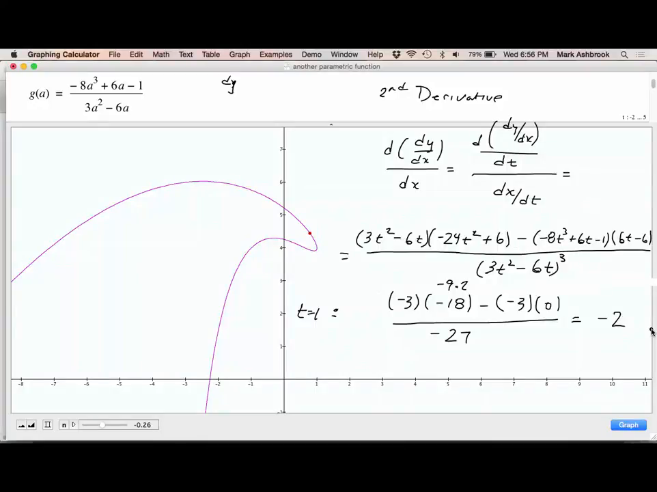Okay. So what is this? This is the rate at which the rate of change is changing with respect to x. So that's the second derivative. Or for a change in x, how much does the rate of change change? So for a small change in x, your rate of change is going to change by negative 2 times whatever your change in x is.